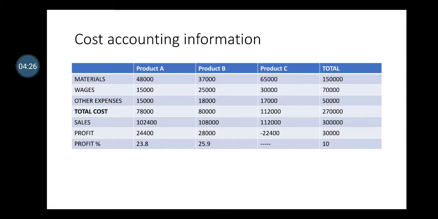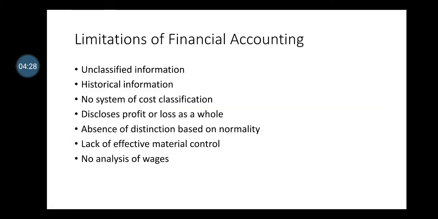Now with this background, let us look into the limitations of financial accounting. The first point is that financial accounting provides unclassified information. Financial accounting does not classify the data according to products, processes, departments, services or jobs. So product-wise information, department-wise information or service-wise information is not available in financial accounting. Financial accounting is also historical in nature.